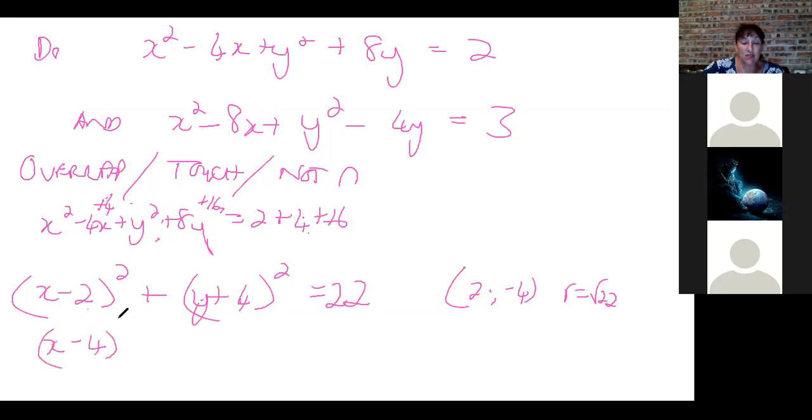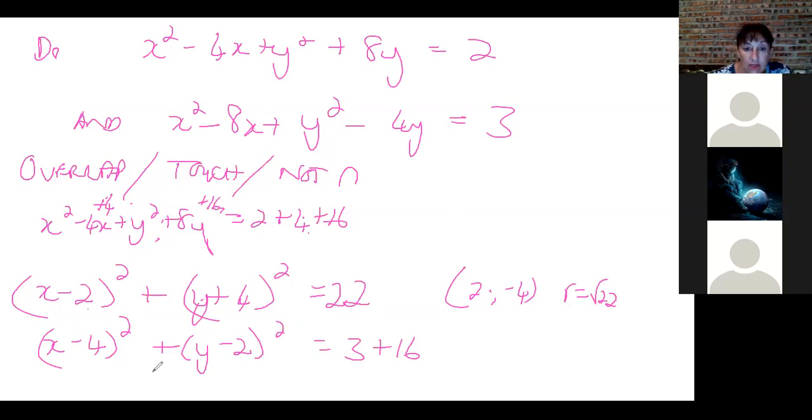It'll be (x minus 4) squared plus (y minus 2) squared. There was a 3, and you're going to add the 16 that you added on that side and the 4 that you added on this side. Okay.